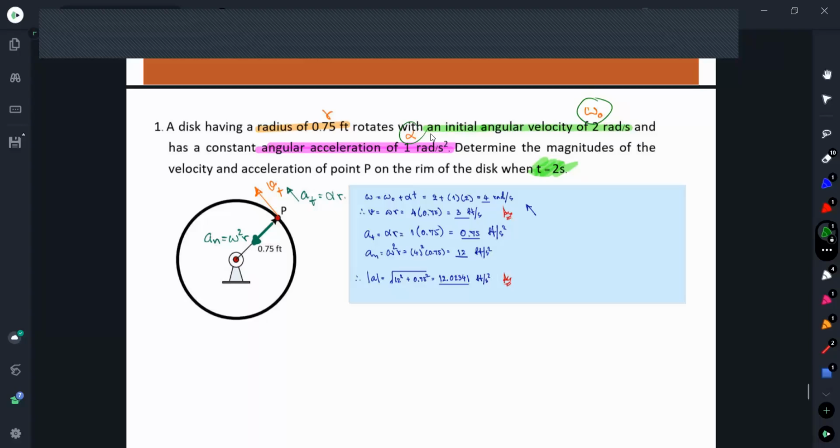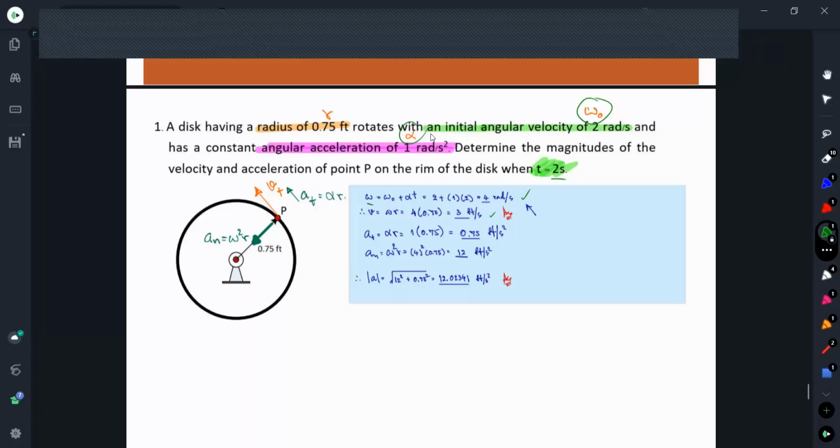For this case, we can find omega at any time t. Now we would like to find omega at t equal to 2 seconds. For that, omega becomes 4 radians per second. From the omega that we already know, we can find the velocity at point P by omega times r. That becomes 3 feet per second. This is the answer for the first question.